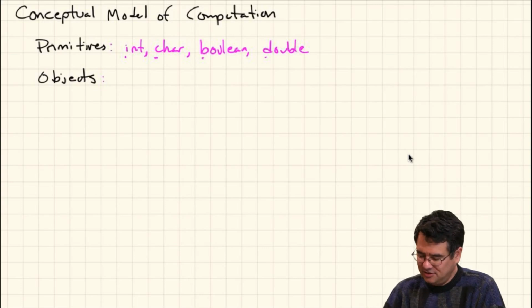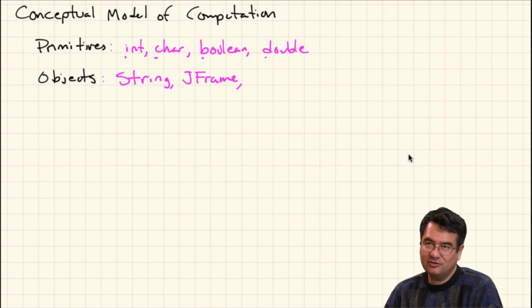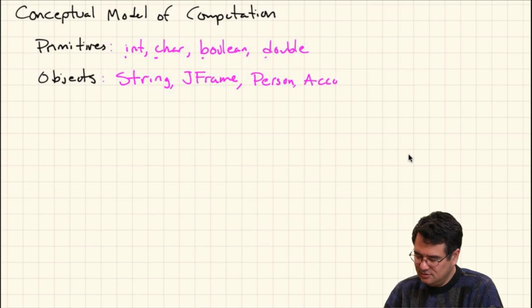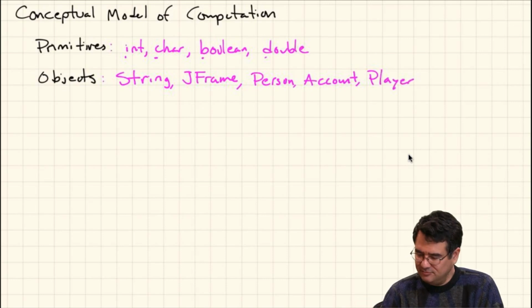So objects are things like String, JFrame to make windows. What else? There are thousands of them. But what are the ones you're likely to know? How about Person? Maybe Account. Maybe if you're making a video game, it could be something like Player. Okay, so primitives and objects.